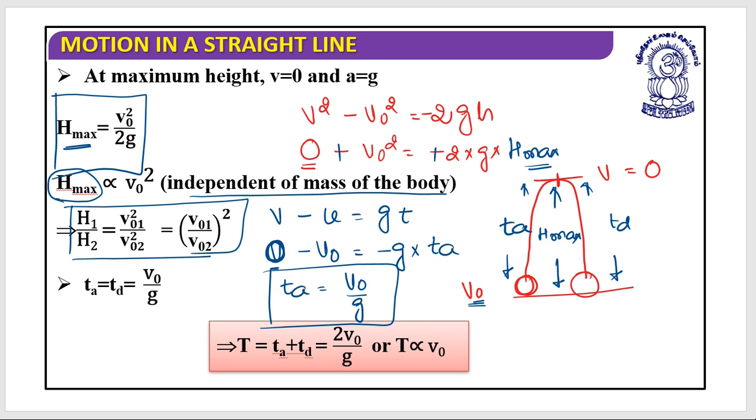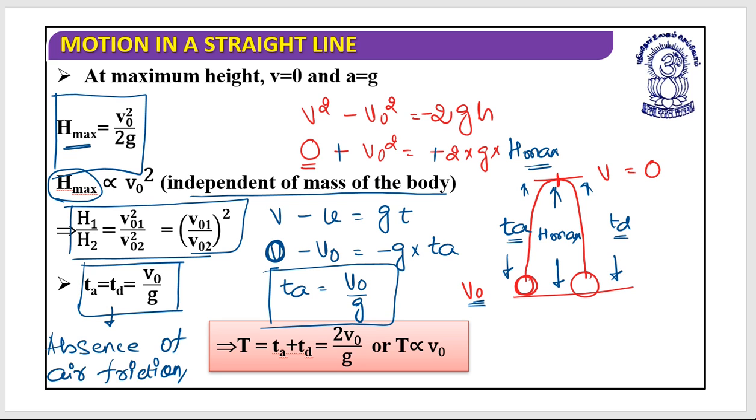This is the time of ascent, and I know that the time of ascent and time of descent, that means the time required to travel in the upward journey and the time required to travel in the downward motion, are the same. I am discussing this in the absence of air friction. So if no air friction is there, I can write that the time of ascent and time of descent must be the same.